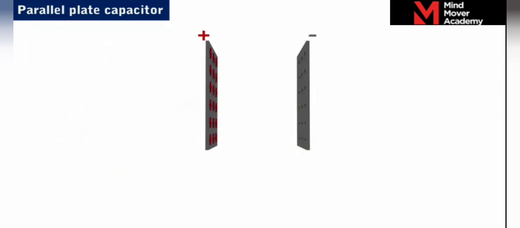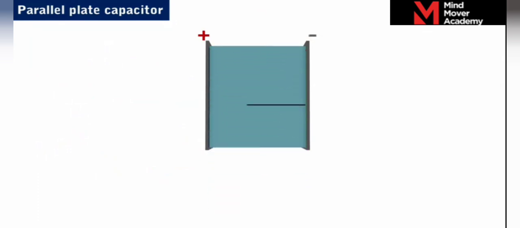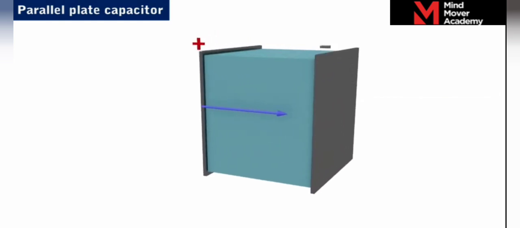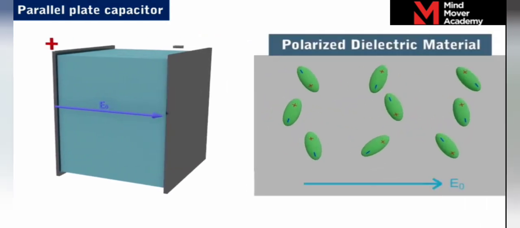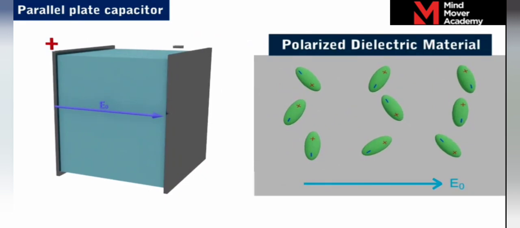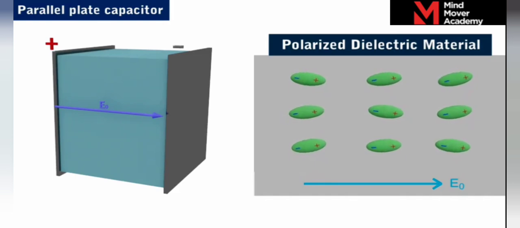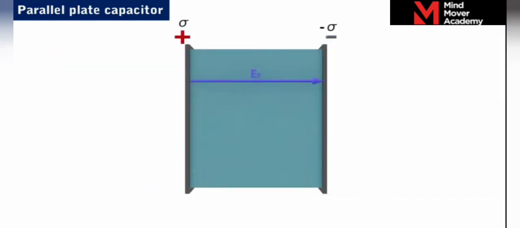After disconnecting the charging battery, let a dielectric medium fill the intervening space between the plates of the capacitor. Dielectric medium in between the plates will now be in the presence of the electric field in between the plates. We know that when a dielectric medium is in an external electric field, it is polarized. The net effect on the dielectric is that there is an induced positive charge density plus sigma dash on the right face and minus sigma dash on the left face.